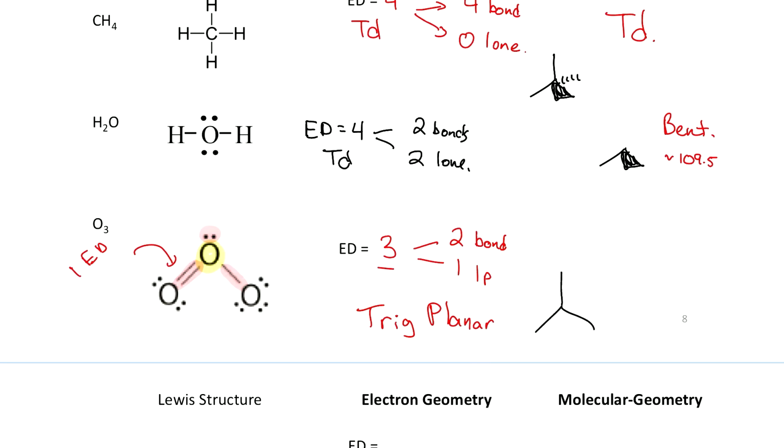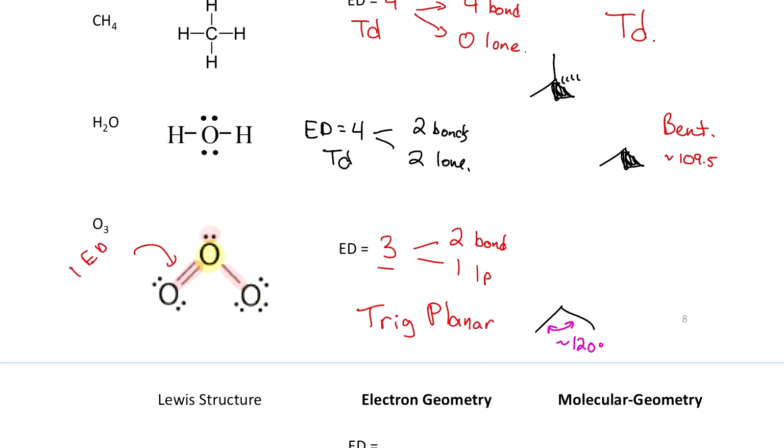But is that my molecular geometry? It is not, because one of those domains is a lone pair, which we can't see. So we're going to erase one of those, literally erase it, okay? Erase that lone pair. And then what shape is left over? Bent. But what is the approximate bond angle for this bent structure? It's going to be around 120 degrees. And the reason is because its parent structure is trigonal planar.